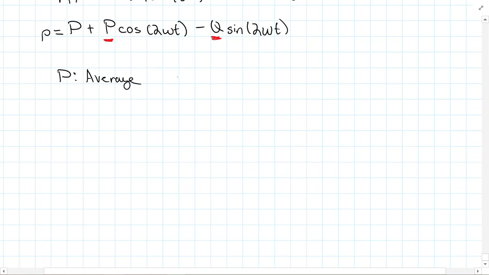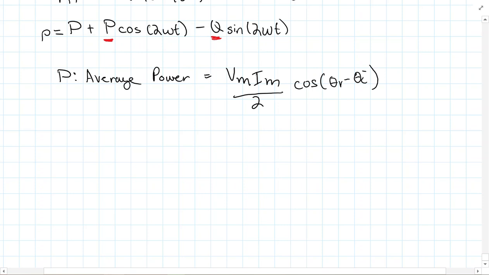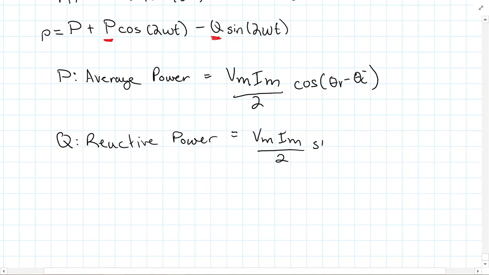Average power is equal to Vm Im over 2 times the cosine of theta v minus theta I. And then we also had Q, which we called reactive power. This was equal to Vm Im over 2 sine of theta v minus theta I. And just remember, the units are watts for average power, and volt amp reactive, var, for reactive power.